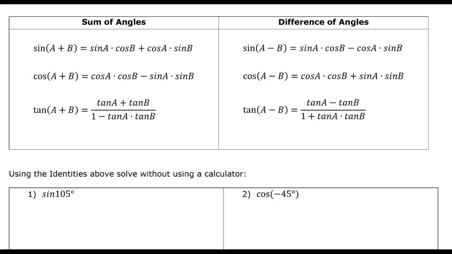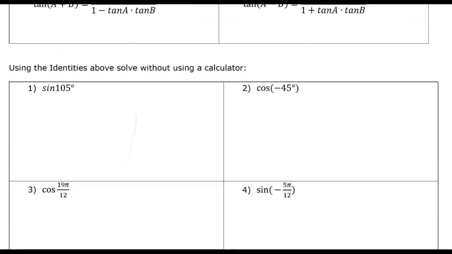Okay, so today we're taking an angle that is not on the unit circle. So for instance, you see 105. Can you find the sine of 105 on your unit circle? No. The point of today is to be able to take an angle that is not on the unit circle and still find its trig value without using a calculator.